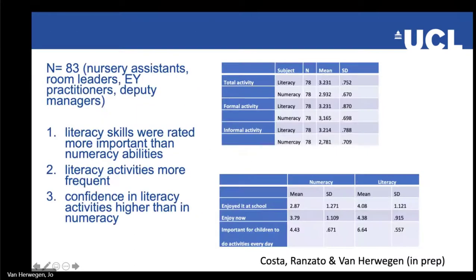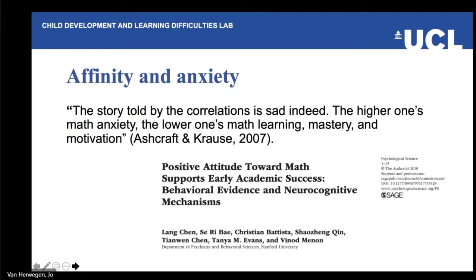And I kind of skipped through this last one, but it's about how much did they enjoy school, how much did they enjoy maths or numeracy and literacy at school, and how important they were. As you can see, the providers mentioned that they were much more confident in or enjoyed literacy activities a lot more than numeracy activities themselves. And indeed, that's what a number of research studies have shown already, that affinity towards mathematics and maths anxiety really matter in this whole story as well.